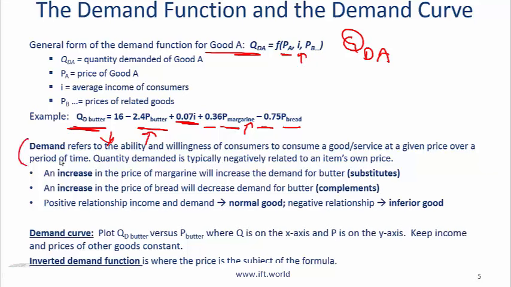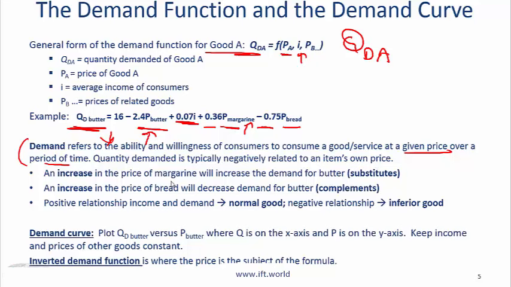Demand refers to the ability and willingness of consumers to consume a good or service at a given price over a period of time. Quantity demanded is typically negatively related to an item's own price. There are some exceptions where we have a positive relationship, and we will touch on those exceptions later.